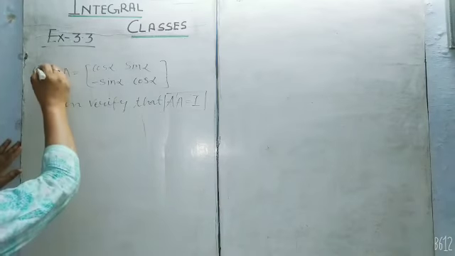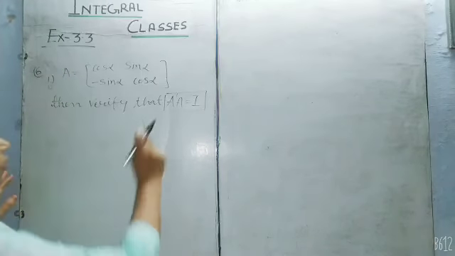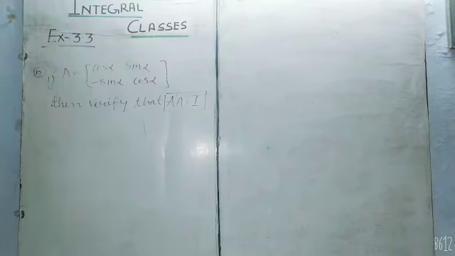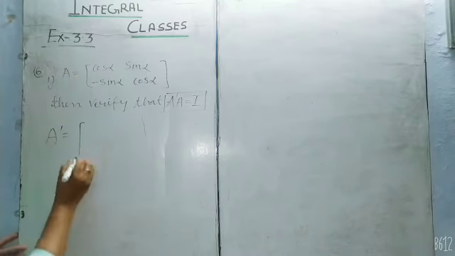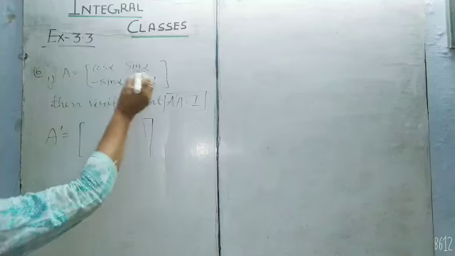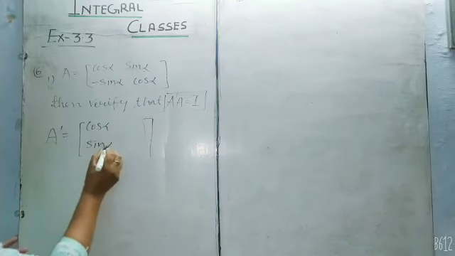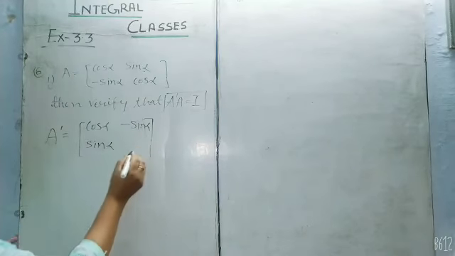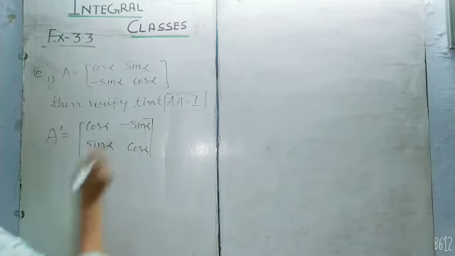Question number 6, first part. Now we are given a matrix and we will verify here that A transpose A equals I. So student, A is a 2 cross 2 matrix. First we will find its transpose. The first row becomes the first column: cos alpha and sin alpha. The second row becomes the second column: minus sin alpha, cos alpha. Now we will multiply them.